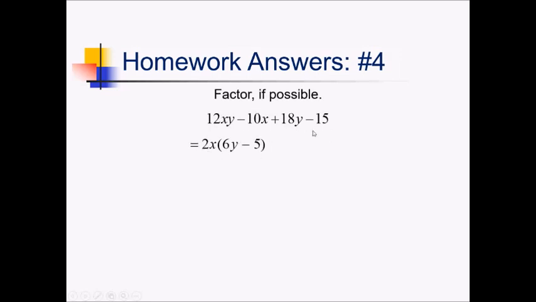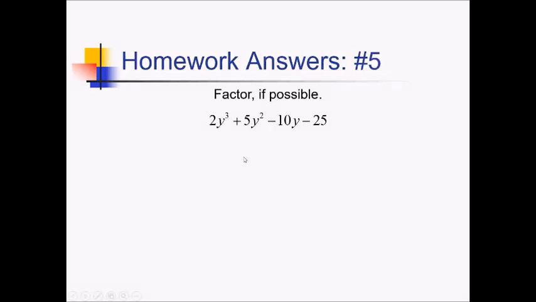For these next 2 terms, those are both divisible by 3, and there's nothing else I can take out, so I'll just do a plus 3. And then in my parentheses, 18y divided by 3 is 6y. Negative 15 divided by 3 is negative 5. And happily, I notice that I have a 6y minus 5 in both parentheses. That means I can take that whole parentheses out as a common factor and put the leftovers, 2x plus 3, in a parentheses next to it.